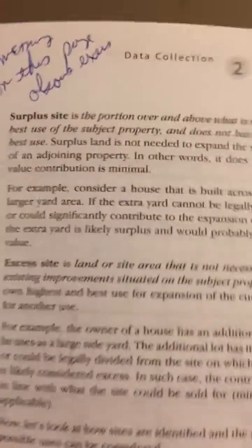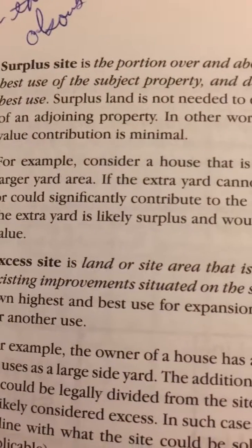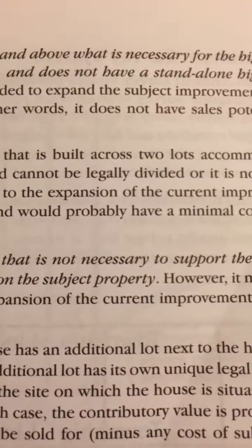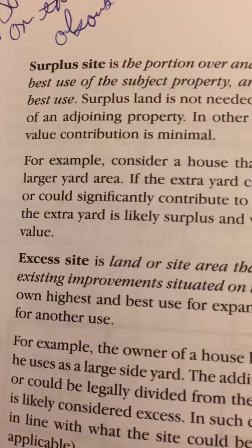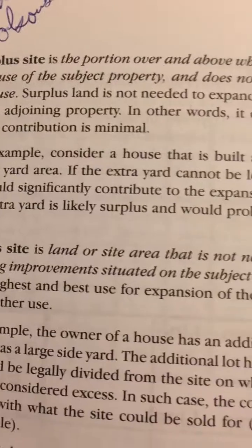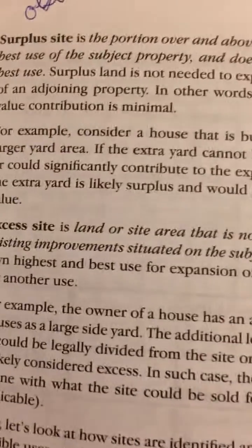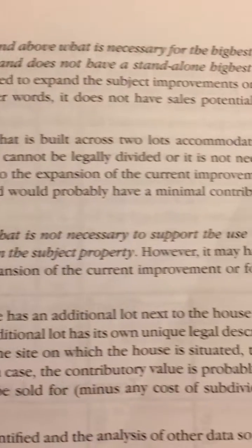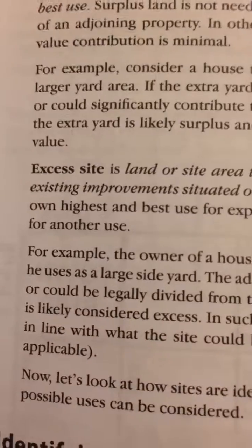For example, consider a house that is built across two lots accommodating a larger yard area. If the extra yard cannot be legally divided, or it is not needed, or could not significantly contribute to the expansion of the current improvements, the extra yard is likely surplus and would probably have a minimal contributory value.